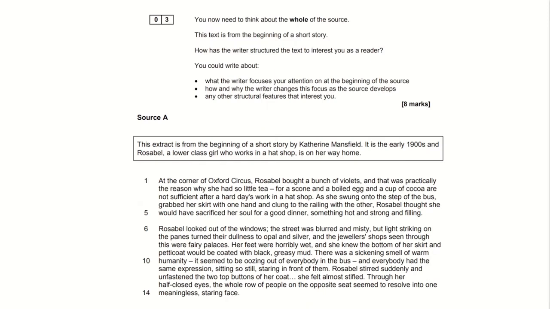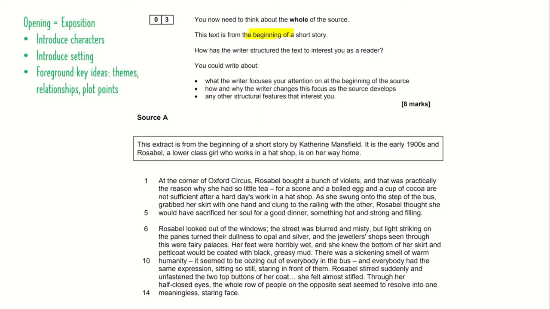So when it comes to approaching this question, one of the first things we want to pay attention to is where AQA have said this extract comes from, and in this case we're dealing with the beginning of the story. The reason that is important is of course because of the fact that that means we're dealing with an exposition, and we can think about, okay, what is an exposition trying to achieve?